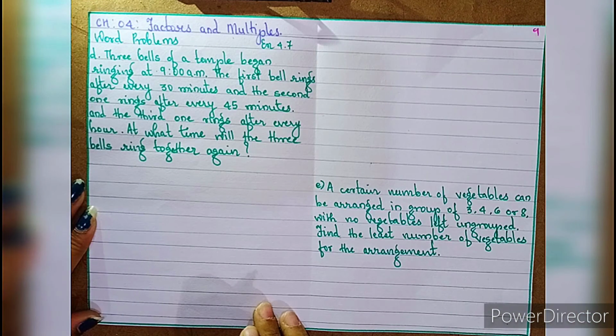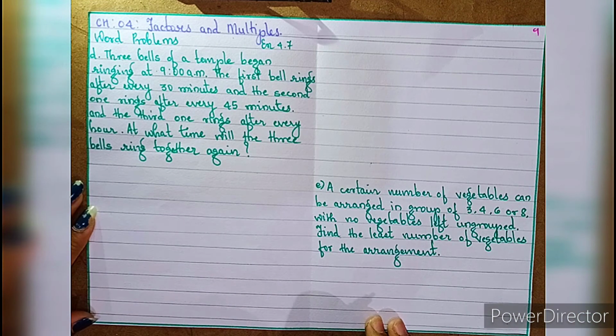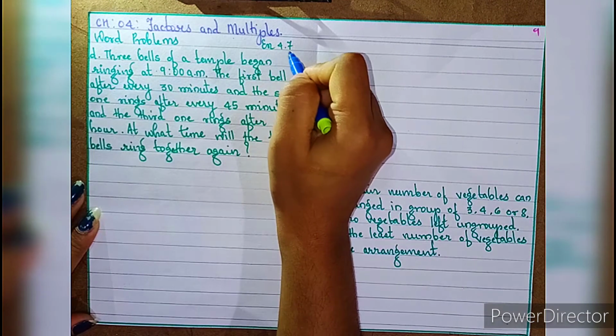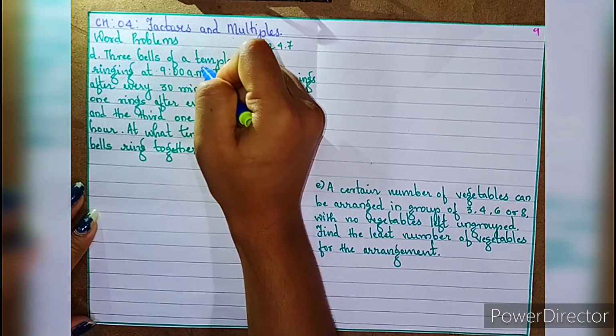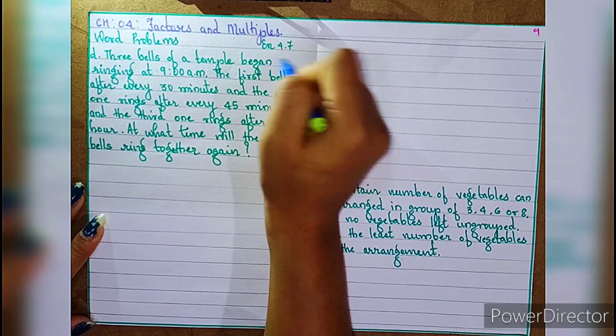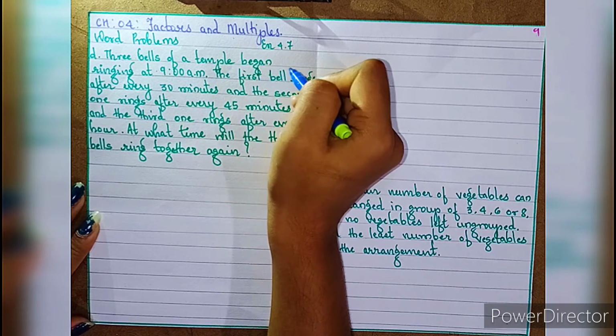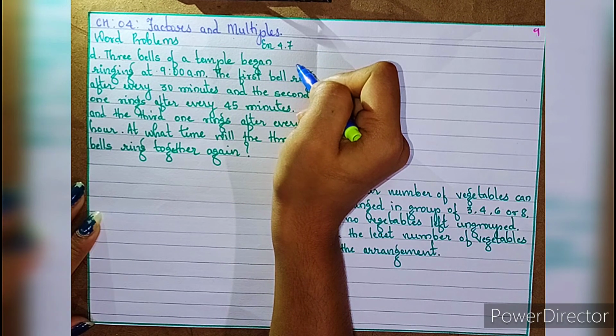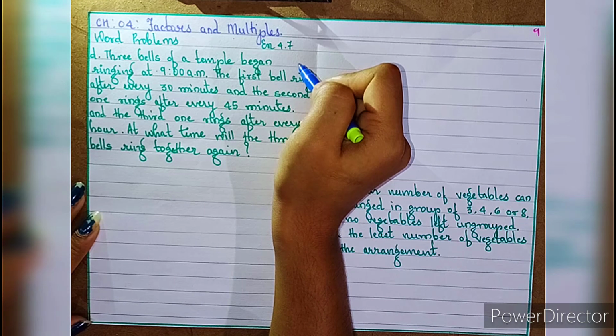Now let's see the last part of the chapter, that is word problems. From exercise 4.7, we have a word problem. 3 bells of a temple began ringing at 9 a.m. The first bell rings after every 30 minutes, the second one rings after every 45 minutes, and the third one rings after every hour. At what time will the 3 bells ring together again?